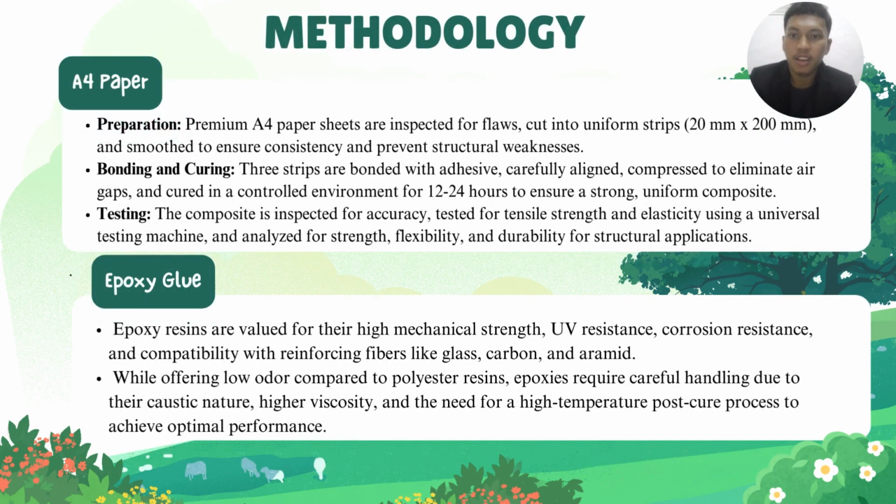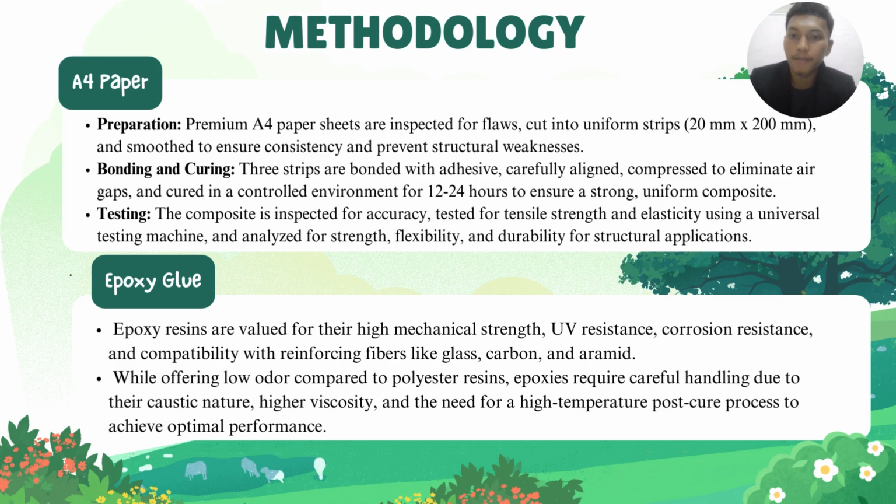Next material is A4 paper. A4 paper sheets are inspected for flaws, cut into uniform, straight 20 mm times 200 mm strips and smoothed to ensure consistency and prevent structural weakness. Three strips are bonded with adhesive, carefully aligned and compressed to eliminate air gaps. Lastly, the composite is inspected accurately and tested for tensile strength and elasticity using a universal testing machine.